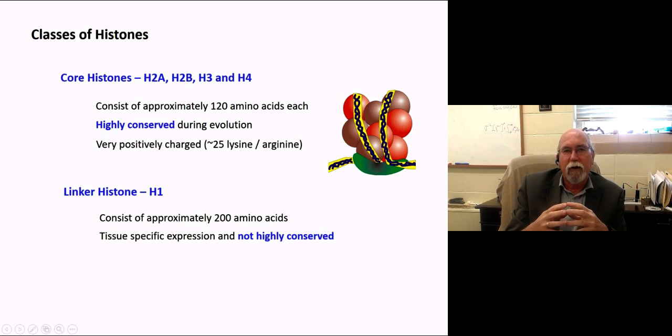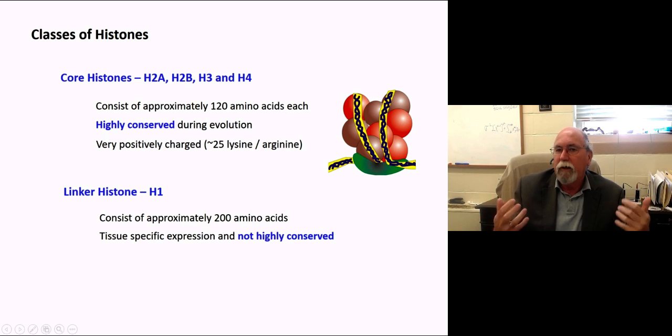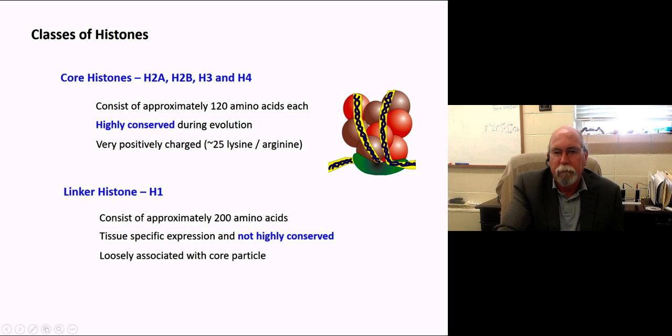They are not as highly conserved. In fact, there's even tissue difference in expression. So if you look at the H1s from, say, liver and maybe from neural cells, the H1 may have quite a bit of difference in the amino acid structure that makes them up. They're certainly not highly conserved between different organisms. There's a lot of change that occurs, a lot of mutational differences between different organisms.